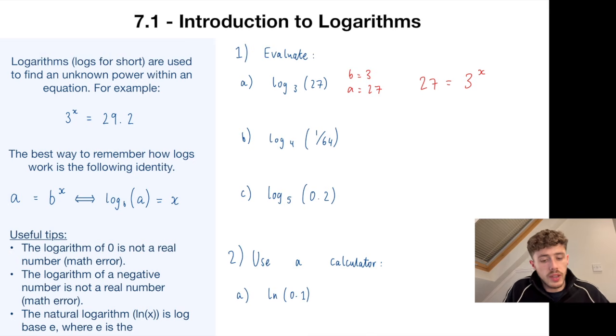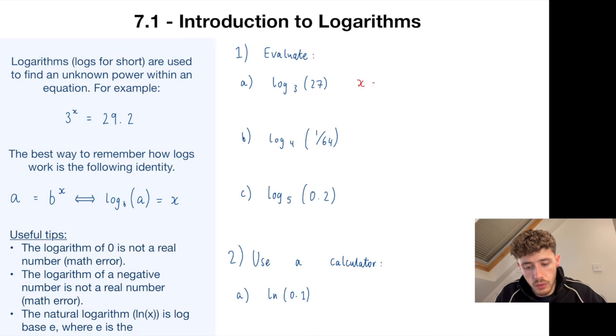And we know just by looking at that, by a bit of trial and error if you want to, that x is equal to 3. And that will be your final answer there. So 3 to the power of what makes 27? We can apply it to question B as well.